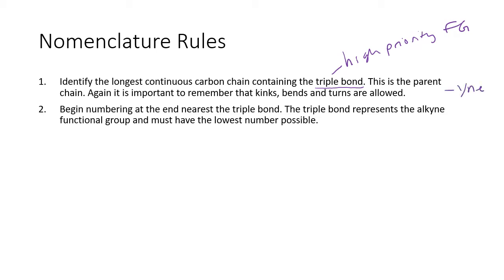And remember to check around kinks and bends and turns. Don't just look at the first straight chain that you see. It can bend around when you're figuring out the longest one. And then you want to begin numbering at the end nearest the triple bond. The triple bond will represent the alkyne, and that has to have the lowest number possible. So for example, if we have this molecule here, and we want to name this, we're going to number, and we're going to start, it looks like on the left, because that will give us the lowest number for our triple bond.